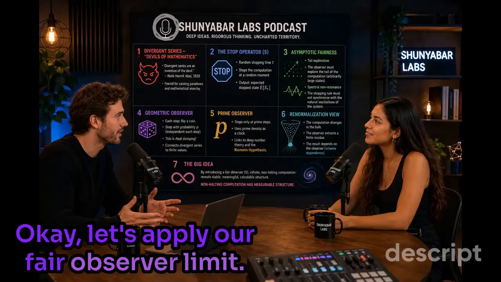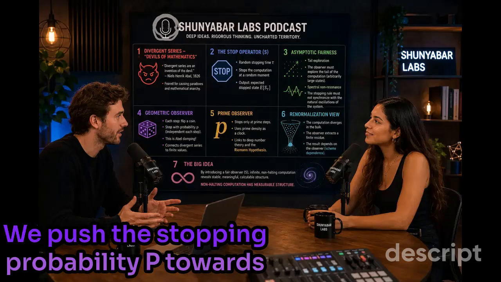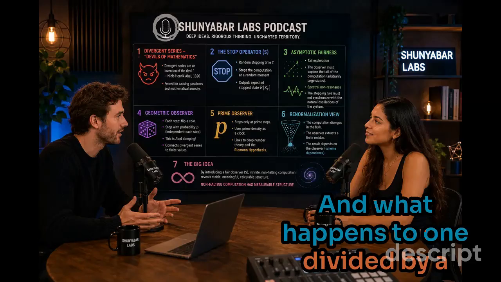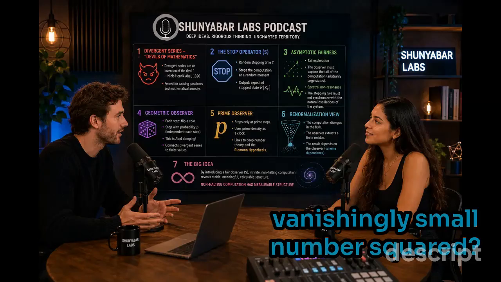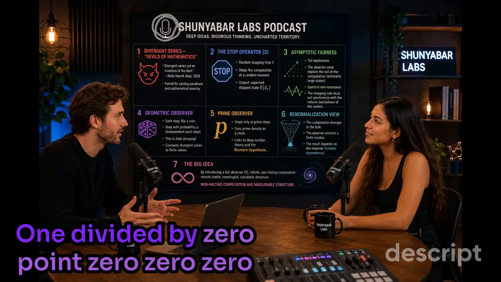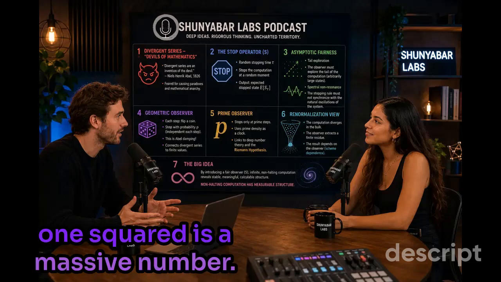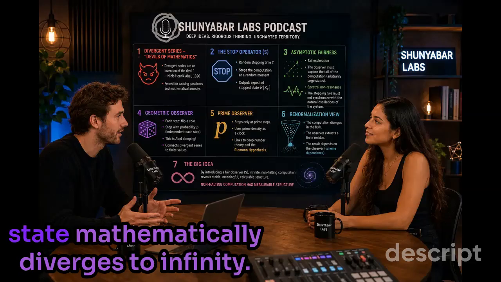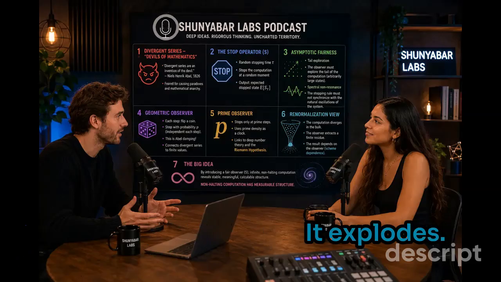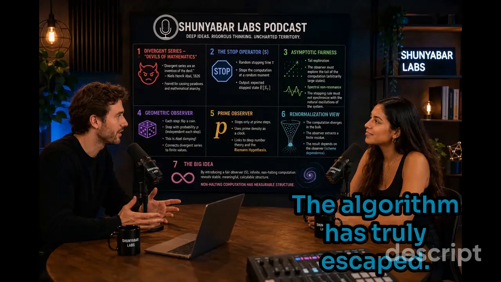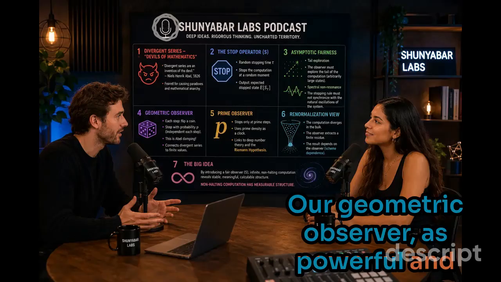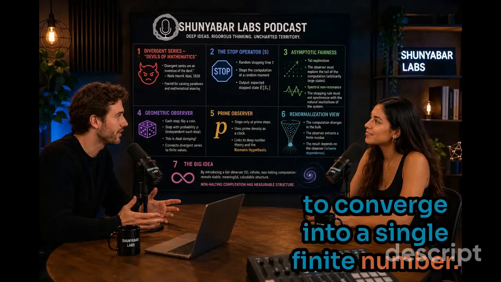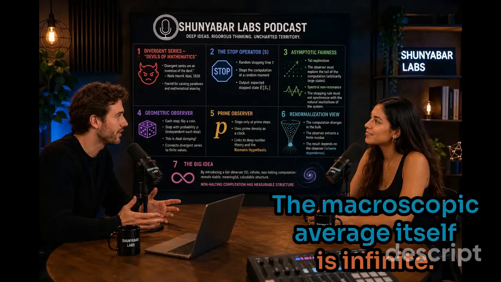Okay, let's apply our fair observer limit. We push the stopping probability p towards 0, forcing the observer to wait. And what happens to 1 divided by a vanishingly small number squared? It blows up. 1 divided by 0.0001 squared is a massive number. As p hits the infinite horizon, the expected state mathematically diverges to infinity. It explodes. The algorithm has truly escaped. Our geometric observer, as powerful and fair as it is, cannot force this specific path to converge into a single finite number. The macroscopic average itself is infinite.